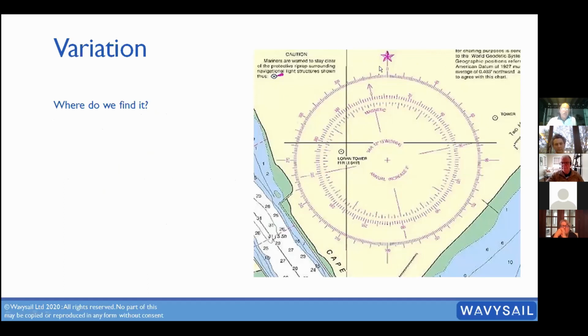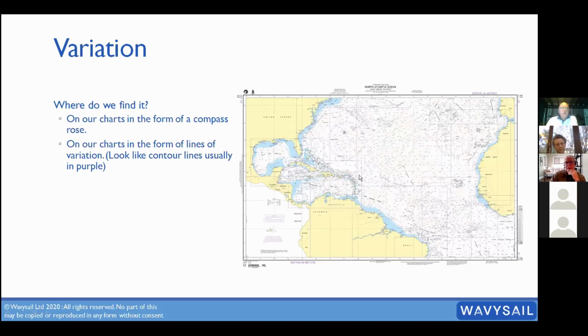Where do we find it, so that we know what we are on our compass rose? There's our true north. It's always on every compass rose. And then quite often, it will have an inner rose for magnetic variation. And that is dated to a specific year. Okay, compass rose. So our charts form lines of variation on the bigger ones.